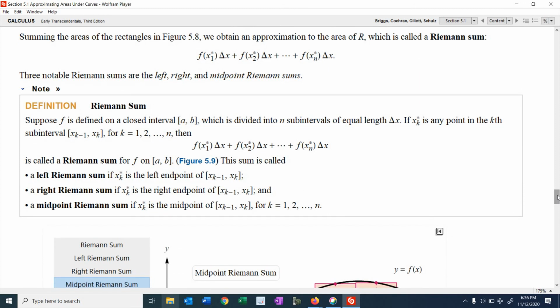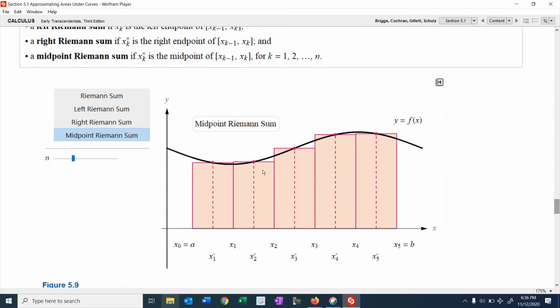Okay, so that's how we create a Riemann sum. And again, we're probably going to do either a left Riemann sum, a right Riemann sum, or a midpoint Riemann sum. But the point of a Riemann sum is to get an approximation for the area that's trapped underneath this curve, starting at A and ending at B.